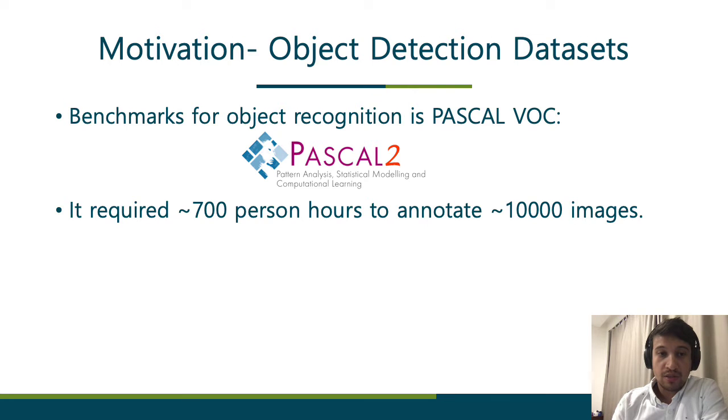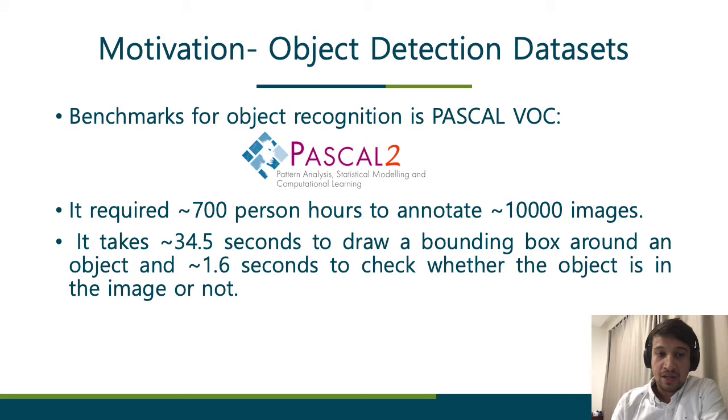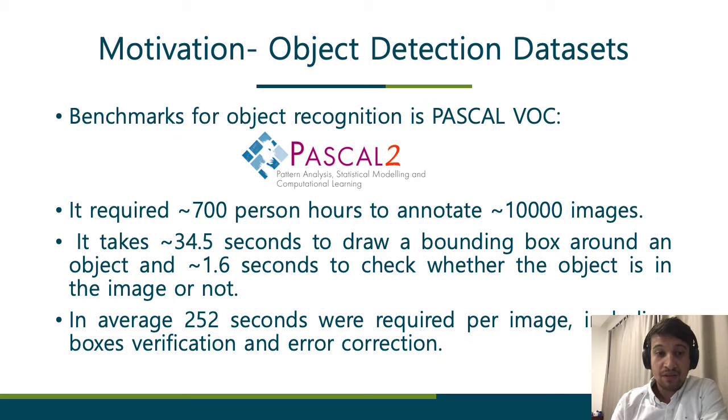Pascal VOC required around 700 person-hours to annotate around 10,000 images, and it is more or less calculated that 34.5 seconds is required to draw a bounding box and 1.6 seconds to decide whether the object is in the image or not. On average, 252 seconds were required per image, including error corrections.